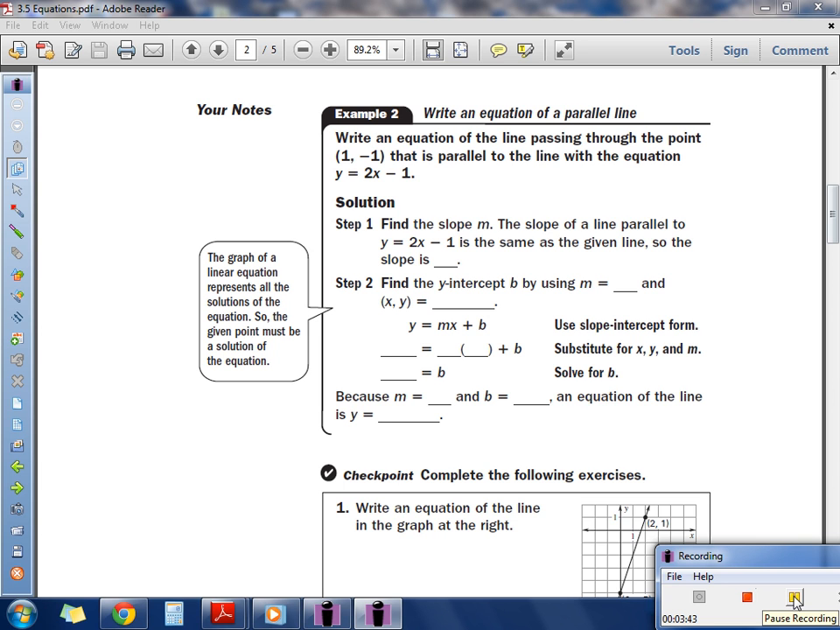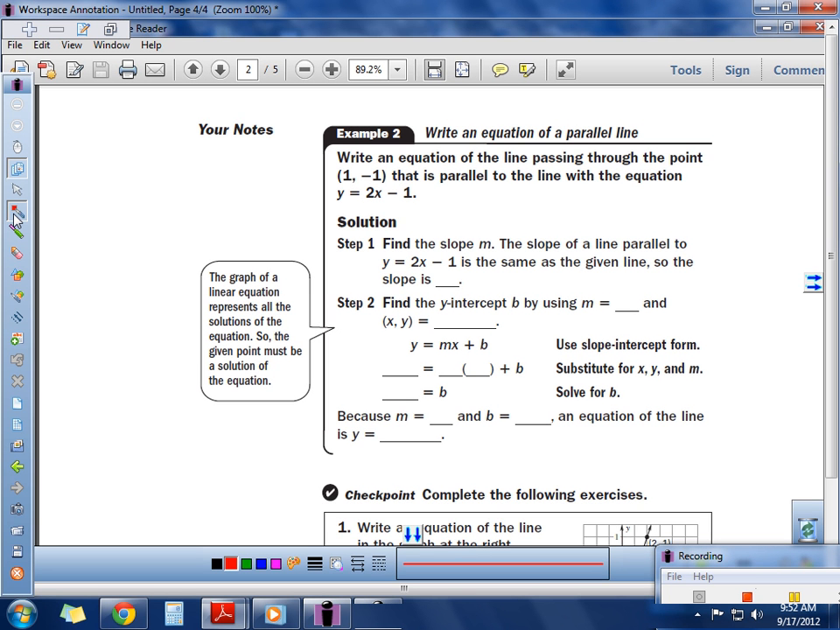This next example is definitely a little bit more challenging. You got to read and understand what it's asking and go from there. First thing I want you to realize is there is no graph. That means all the information you need is in that bold statement, that bold little paragraph. So we got to read and understand that. It says write the equation of the line passing through the point 1, negative 1, parallel to the line with the equation y equals 2x minus 1.